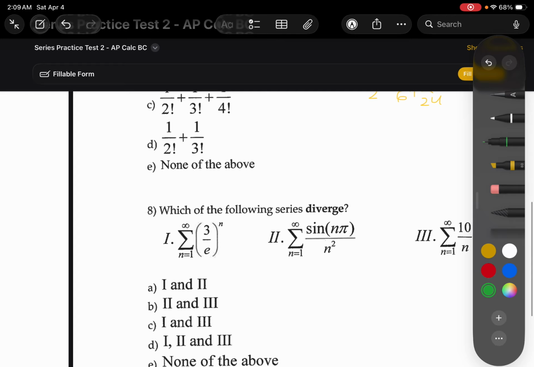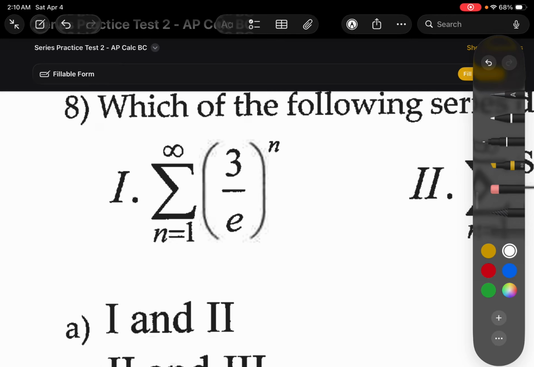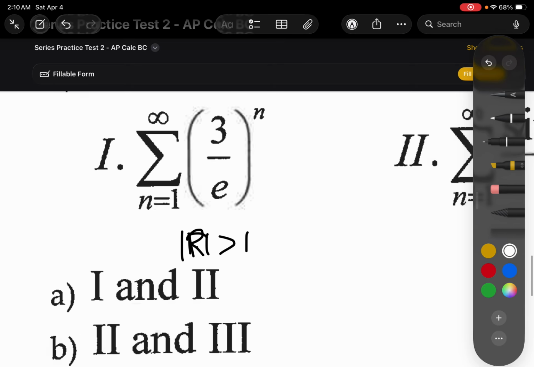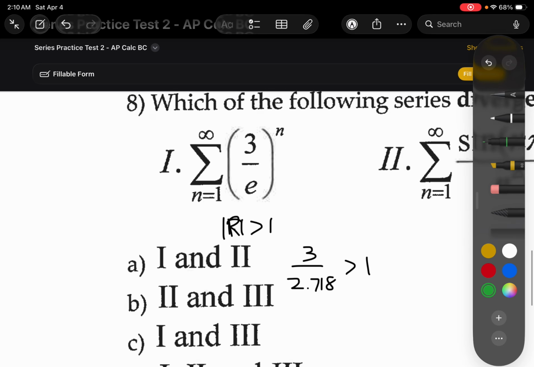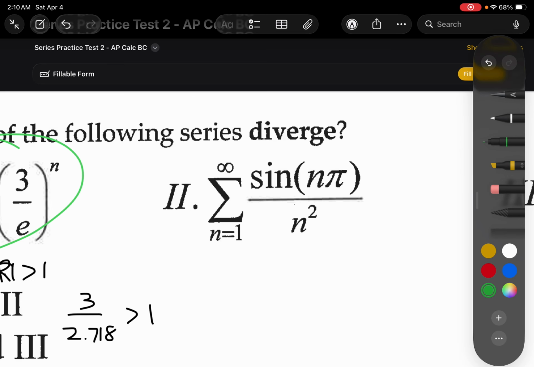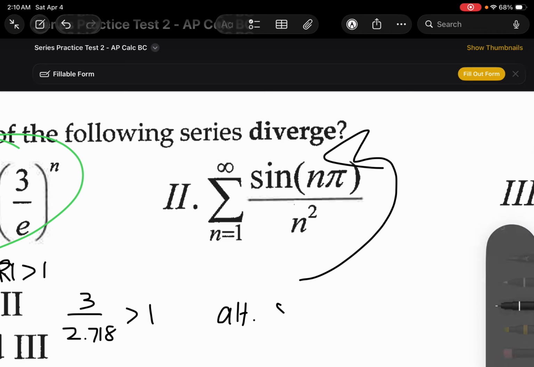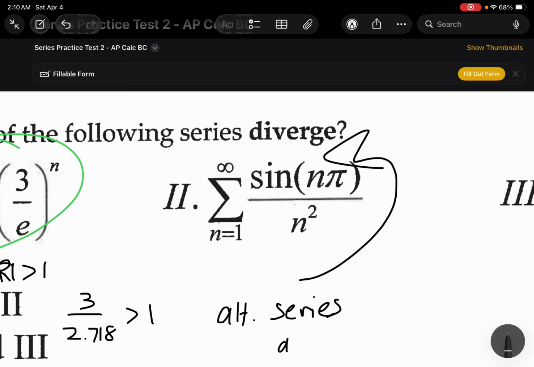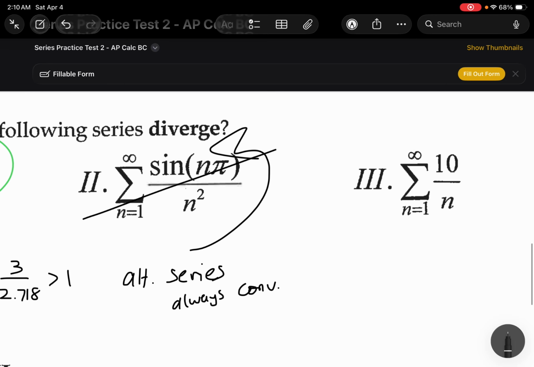Number 8, which of the following series diverge? This is another geometric series right here, and it diverges when r is greater than 1. 3 over 2.718 is greater than 1, so this does diverge. This sign is a switcher, meaning that it alternates, and alternating series always converges. So number 2 is out.